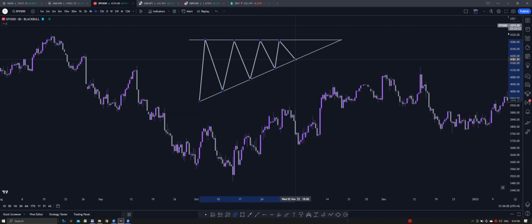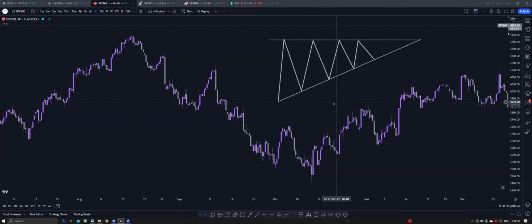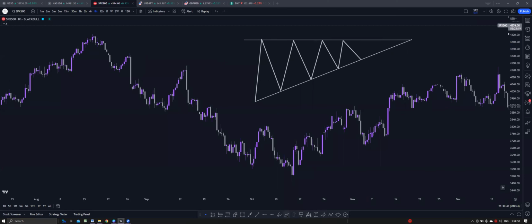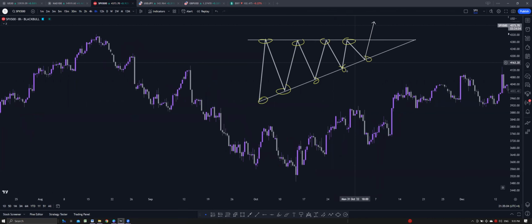So what does this tell us? This tells us that buyers in the market are pushing the price, creating new higher lows, but the sellers in the market are holding that area and not letting buyers push through it. Over and over again, they keep rejecting that area. So then what eventually happens is buyers push the price, breaking through the sellers' resistance, and the price moves above. This is a bullish ascending triangle.